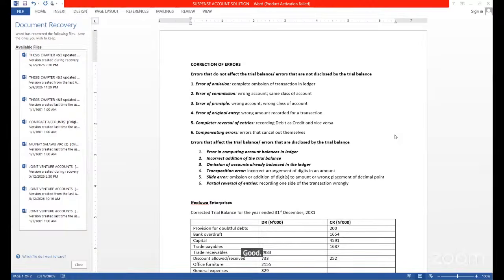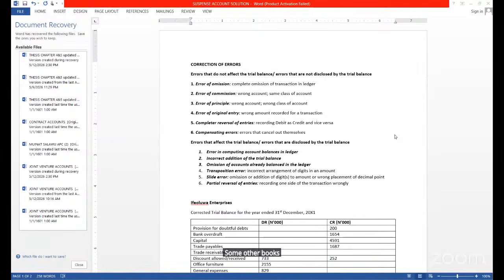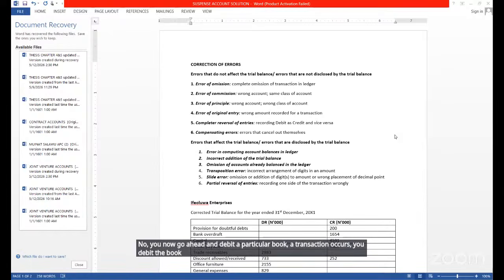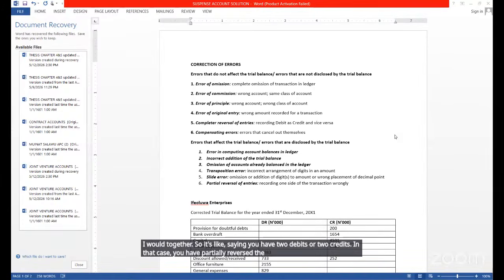And then we have the partial reversal of entries. This is simply saying, remember when you are recording into your ledger, you'd be debiting a particular book or some books and crediting some other books for one transaction. Now a transaction occurs, you debit the book that you're meant to debit. But instead of crediting the other book, you still debit that same book. Are we together? So it's like saying you have two debits or two credits. In that case, you have partially reversed the entries. You have changed just one part, not the two.